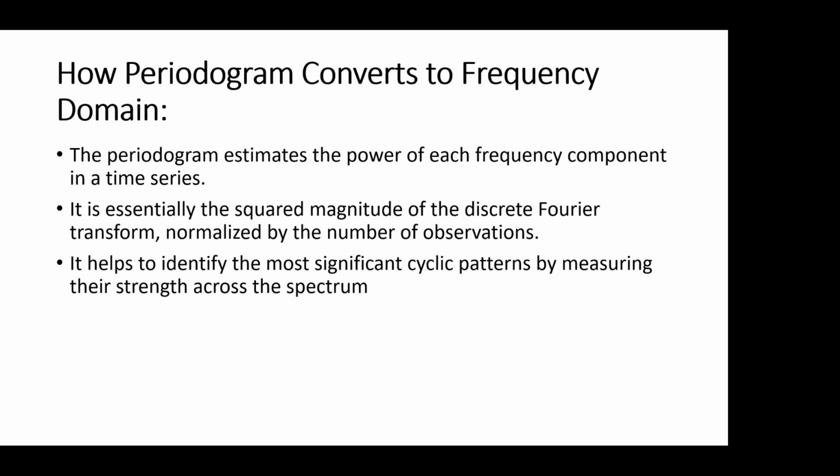So if you use a periodogram instead of the fast Fourier transform, how does a periodogram convert to the frequency domain? The periodogram estimates the power of each frequency component in a time series. It is essentially the squared magnitude of a discrete Fourier transform normalized by the number of observations. It helps to identify the most significant cyclical patterns by measuring their strengths across the spectrum. So what spectral analysis does is it calculates a spectral density function, and the spectral density function tells you which of the many frequencies that you're entertaining contributes most to the variance of the series.